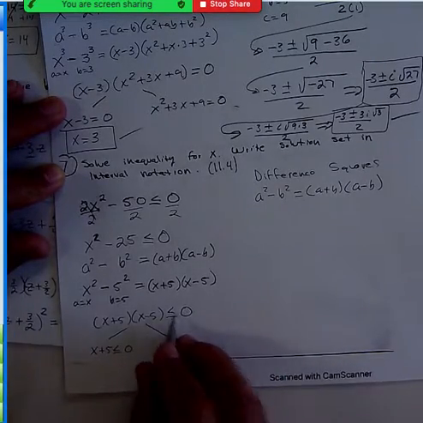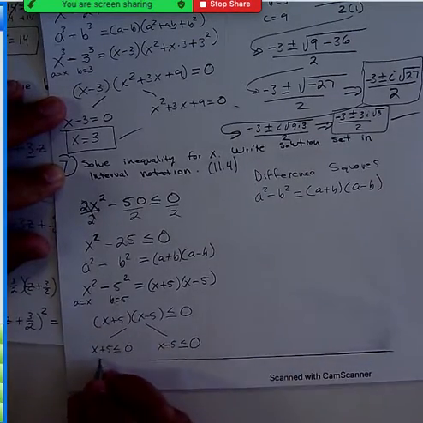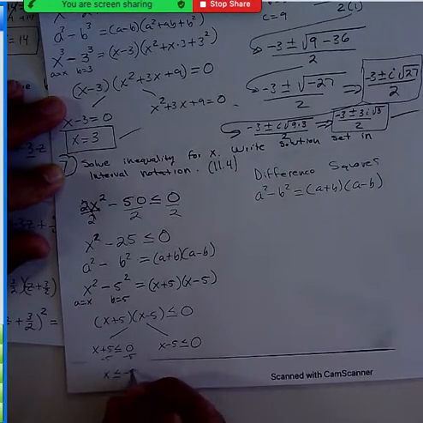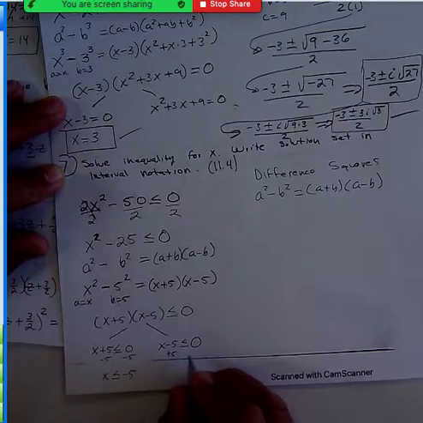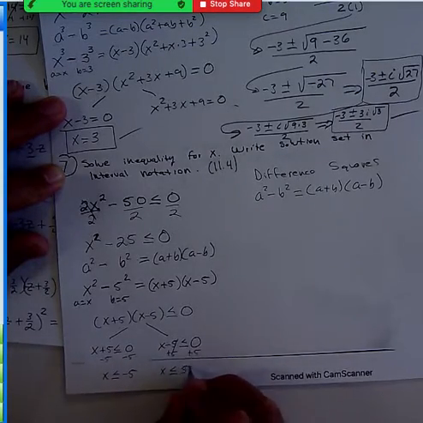Instead of an equal sign, now we have the inequality, but it's the same. So subtract 5. So x is less than or equal to negative 5. Add 5. So x is less than or equal to positive 5.